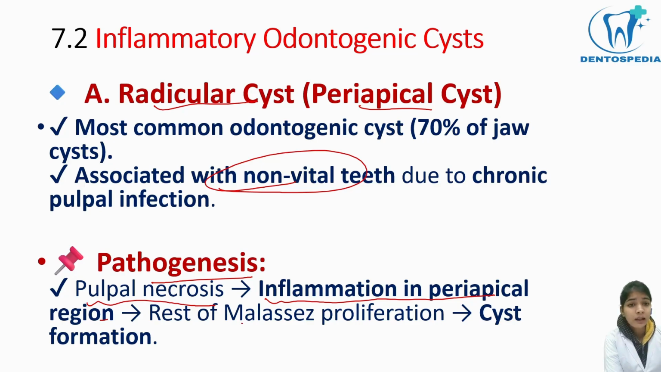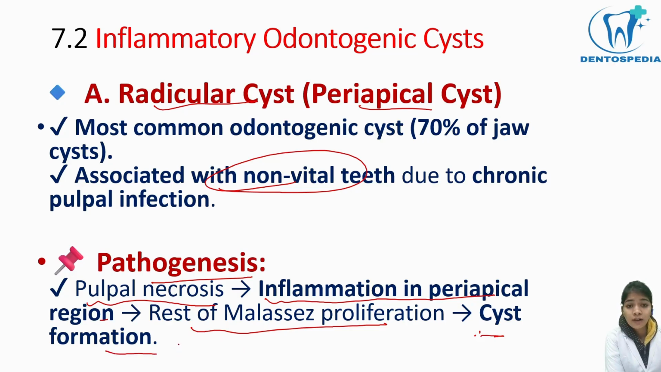Now the inflammatory mediators stimulate the epithelial rests of Malassez, and there will be proliferation of the epithelial cell rests of Malassez. Now the central cells will degenerate and the cyst cavity will be formed. Now the cavity will fill with fluid and thus radicular cyst forms.